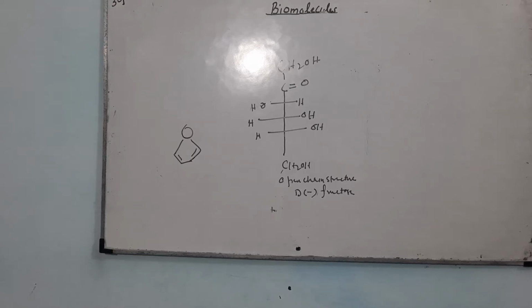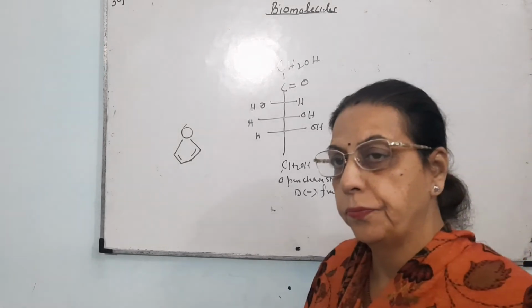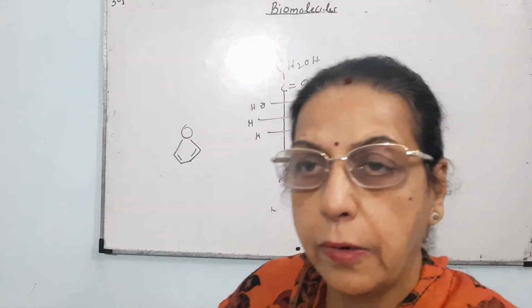Good afternoon, children. In my previous class, I was discussing the structure of fructose. You know, fructose is a fruit sugar. It is prepared by the hydrolysis of cane sugar. There is a formation of one molecule of glucose and one molecule of fructose.